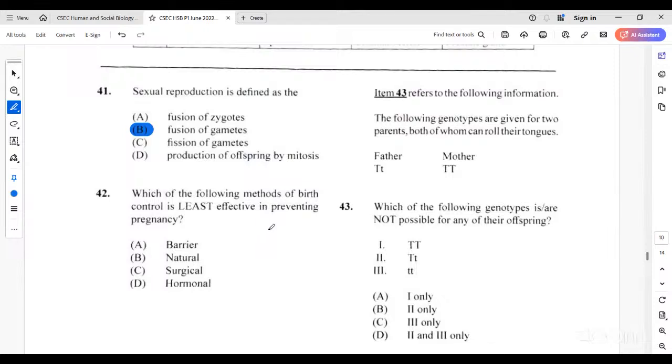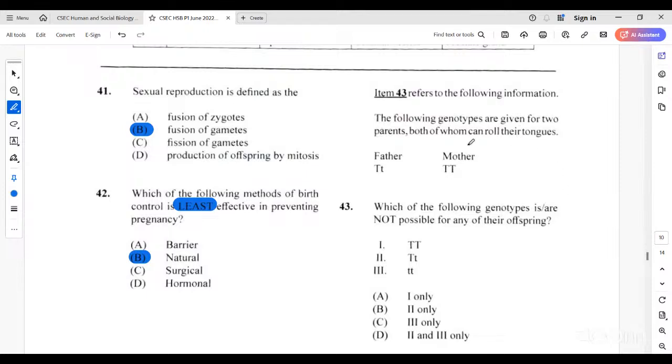Which of the following methods of birth control is least effective in preventing pregnancy? And you want the worst one. So the worst one, barrier is really good depending on which barrier you use. Natural, surgical, hormonal. Natural is the worst one. So 42B is the best answer.